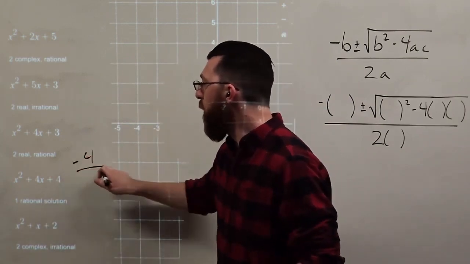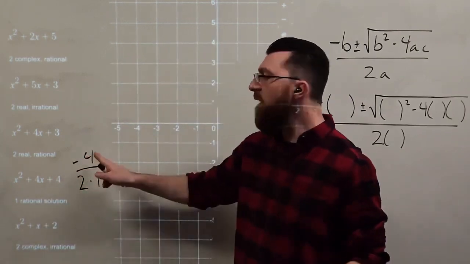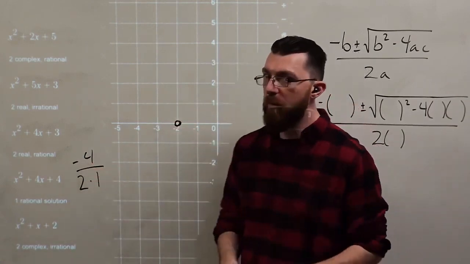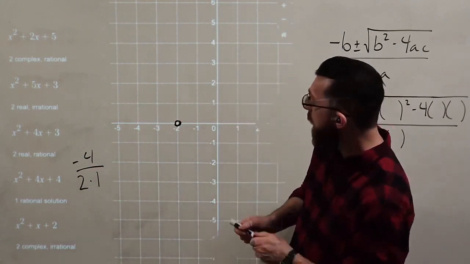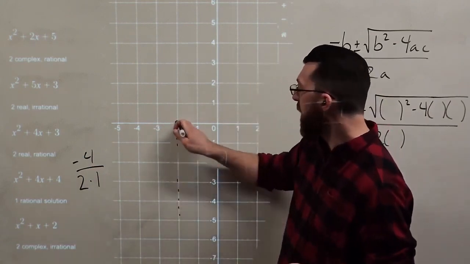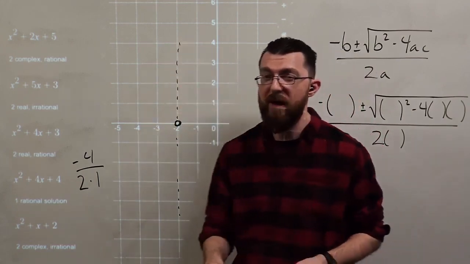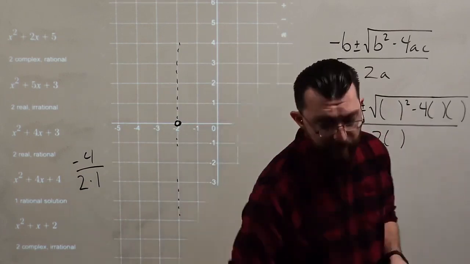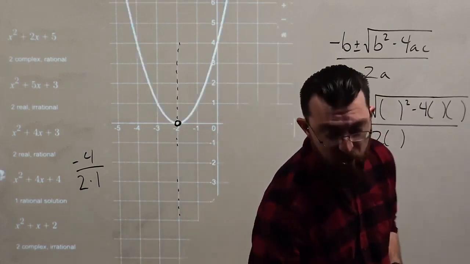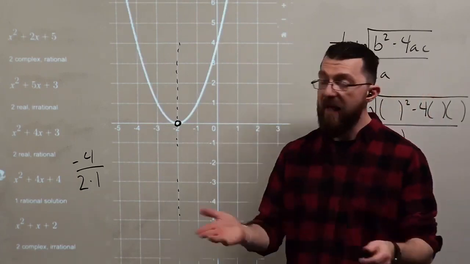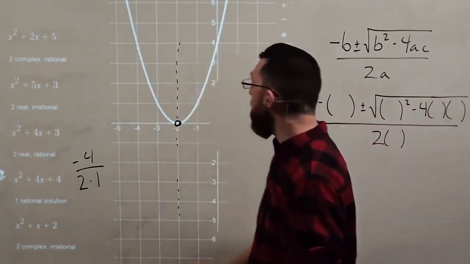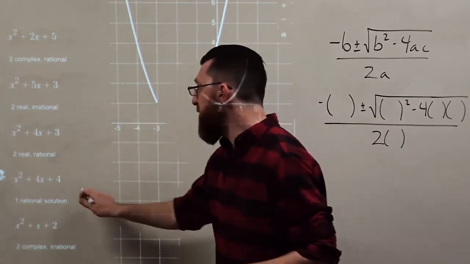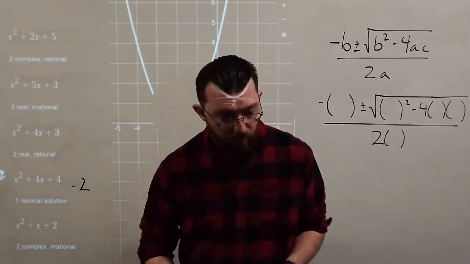Negative b over 2a. Negative 4 over 2 times 1 is negative 2. So I'm pretty sure the vertex is going to be on this axis of symmetry. And I'm also pretty sure that if there's only one x-intercept, it's going to be the vertex. So if I turn on that graph, that should be not only the vertex, but also the x-intercept, and that is correct. So -2 is the answer to the quadratic equation here. That is the only x-intercept, -2.